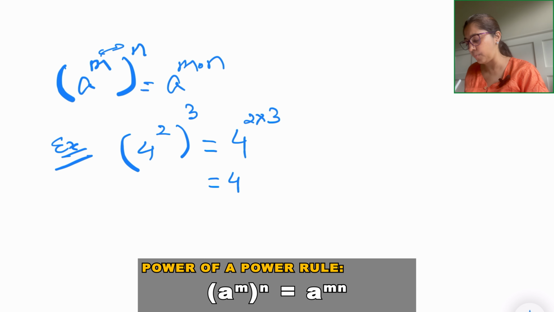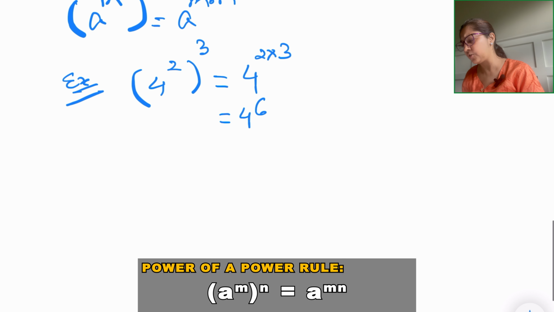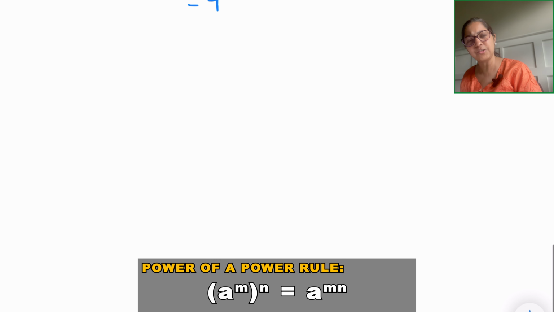Okay, and it becomes 4 power 6. So basically, exponential rules are self-explanatory and very easy to understand. All right, moving on. What if we have a negative exponent?